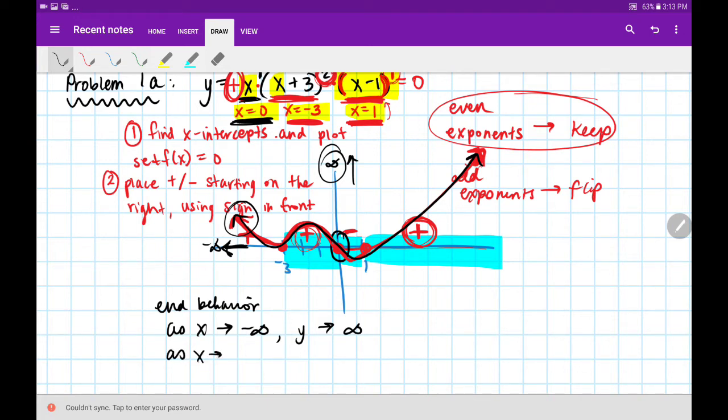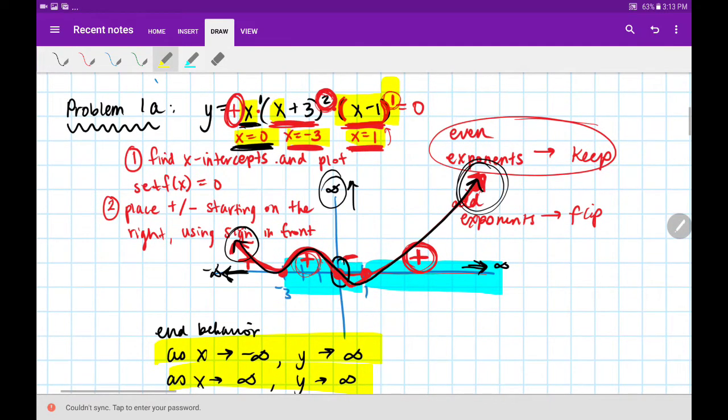Similarly, as x approaches positive infinity, that's these values way on the right, how is our graph behaving at the right end? Well, it's also going towards positive infinity. And there you have it. We've fully finished number 1A. It was kind of slow because I'm explaining every step to you, but the next one should go much faster.